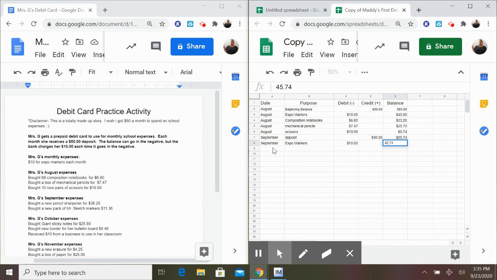45.74. Okay, now I look at my September. It says I bought a new pencil sharpener for $36.25. So I'm going to put in September again. Pencil sharpener. I wish pencil sharpeners were that cheap. $36.25.